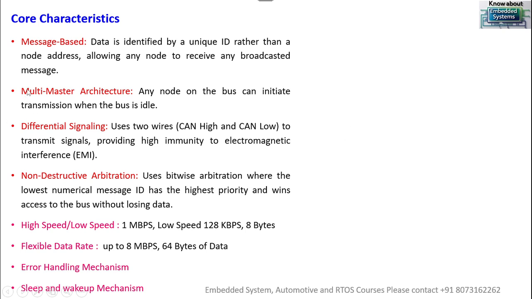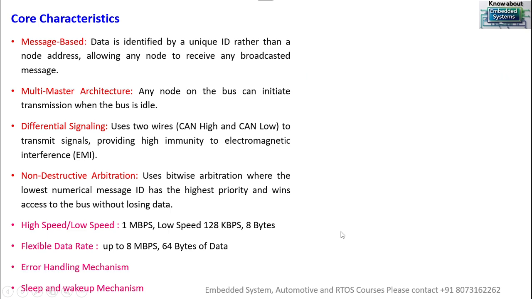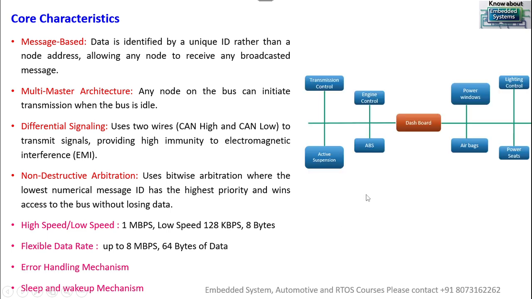The second important thing you can see is that CAN is a multi-master communication. CAN is not like master-slave communication; instead, CAN communicates as master-to-master. So each ECU, you can see in this diagram here, these are all ECUs: transmission control, engine control, ABS, and so on.